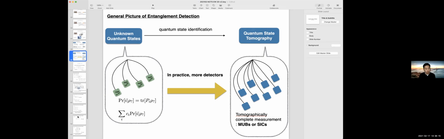So that's the goal. And then the measurement elements here are actually mutually unbiased bases (MUBs) or symmetric informationally complete measurements (SICs). Okay, so MUB measurements or SIC measurements. Here we apply a subset of MUBs and a subset of SICs, which are not informationally complete, so they cannot construct a quantum state completely, but they can detect some entangled states. That's what I want.